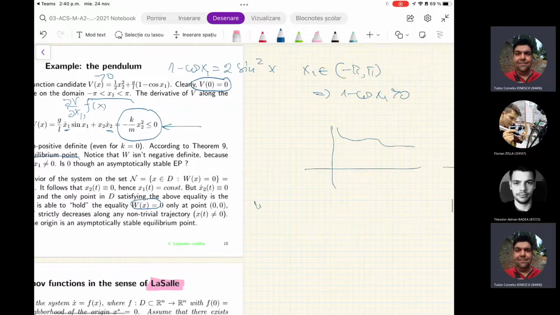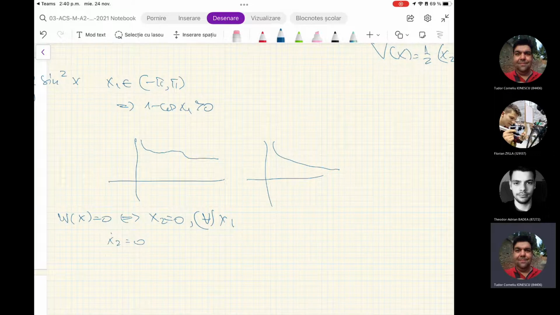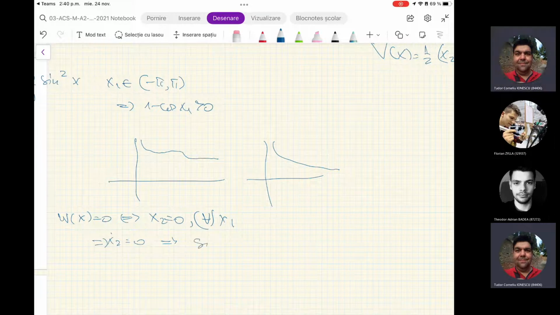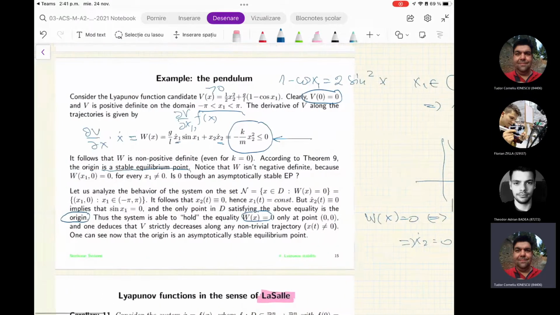Set Wx equals 0. That means that x2 equals 0 for all x1. This is the origin. But then the behavior is like this: x2 dot equal to 0. If x2 dot is equal to 0, then you get sine x1 equal to 0, with x1 between minus pi and pi. That means x1 equal to 0. That's how we do this.